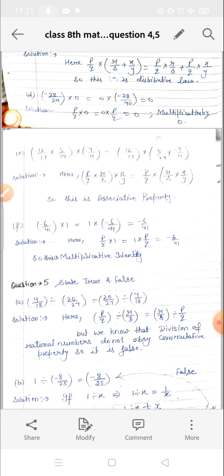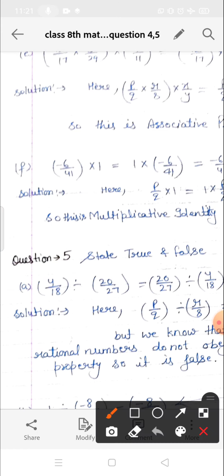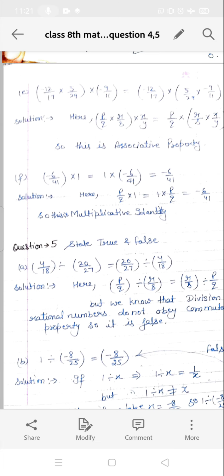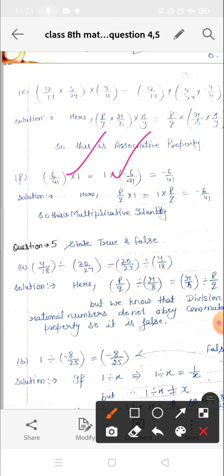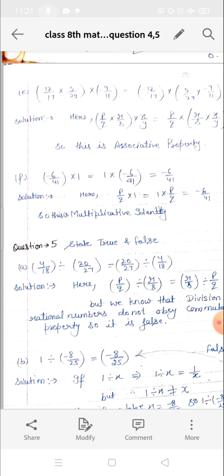So now look at the last part of question 4, that is F part. In this part we have a rational number multiplied by 1 and 1 is multiplied by the same rational number, and the resultant will come out the same rational number. Look at here, minus 6 by 41 multiplied by 1, 1 multiplied by minus 6 by 41 is equal to minus 6 by 41. So which property is used? Multiplicative identity. Clear? So this is your fourth question.